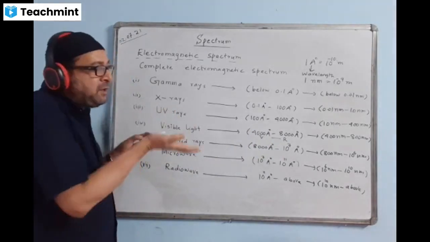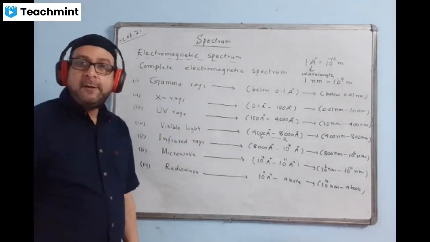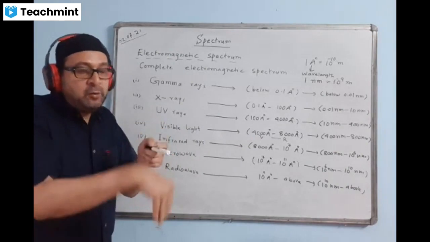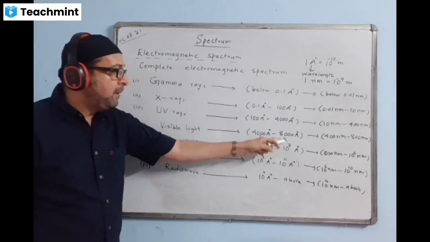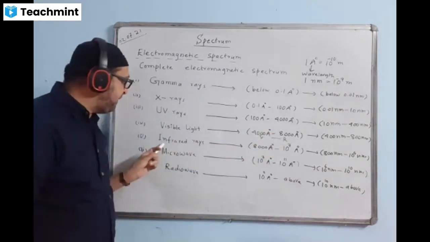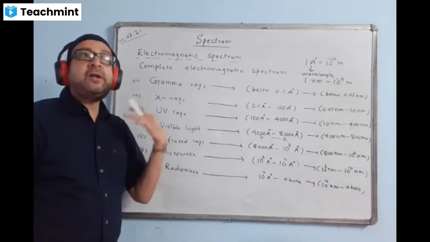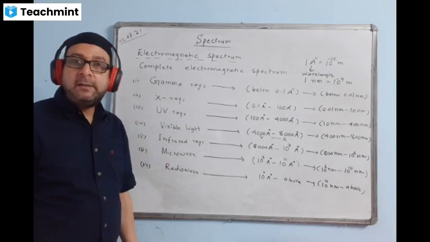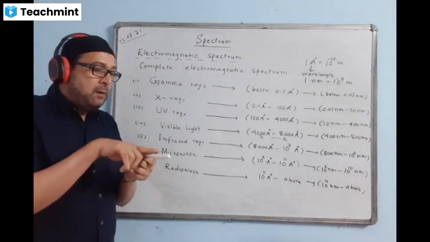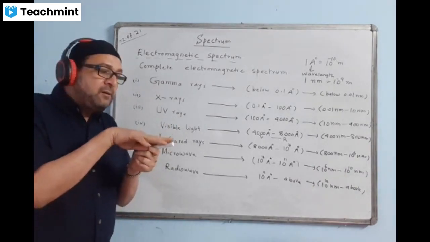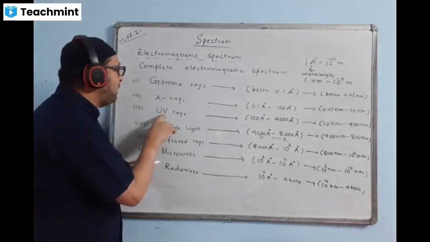Ultra means above. Just above the violet we have ultraviolet. That's why the name is given ultraviolet. And just below red, which is inferior to the visible light, we are having infrared. Did you understand why the name is given ultraviolet and why the name is given infrared? Ultraviolet means above the violet. Above the violet light, we have ultraviolet rays.